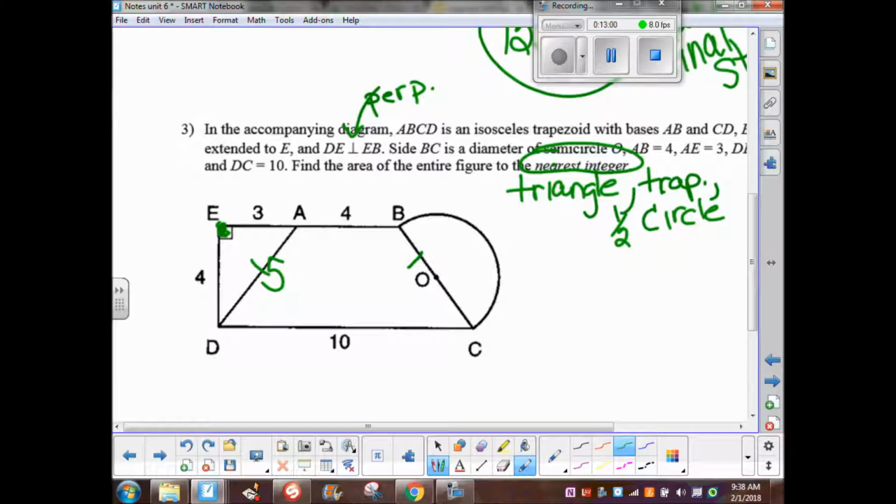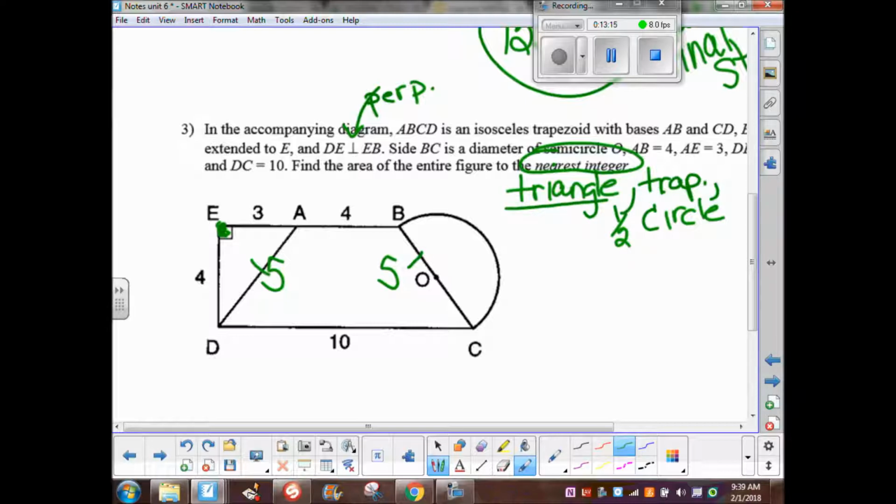So if AD is 5, and this is an isosceles trapezoid, what is BC? 5, so put that on there. So now let's start. Let's find the area of our triangle.